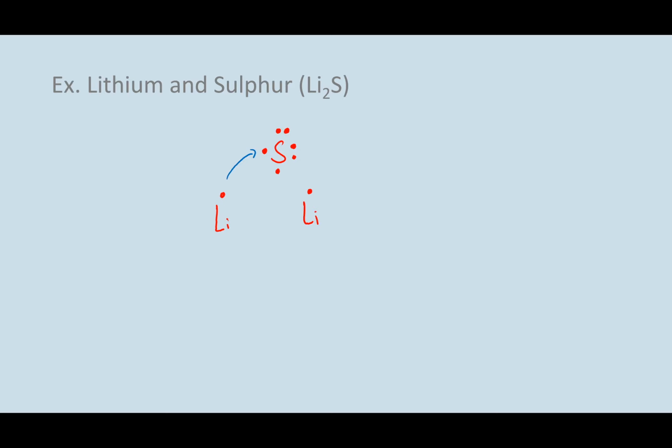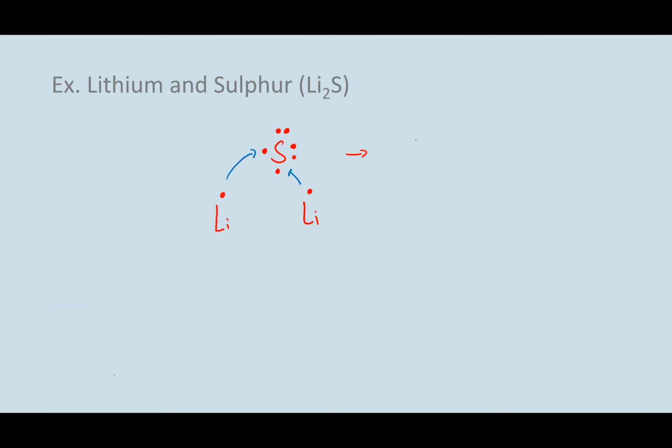but again, there's not enough in that 1 lithium to complete the outer shell, or the valence shell of sulfur. So there would need to be another lithium atom that joins with sulfur to give it another electron. So that's why we require 2 lithiums. Again, if you weren't sure of that, if you only had the 1 lithium there, you would realize that sulfur is still not full, so we would need to add in another one.